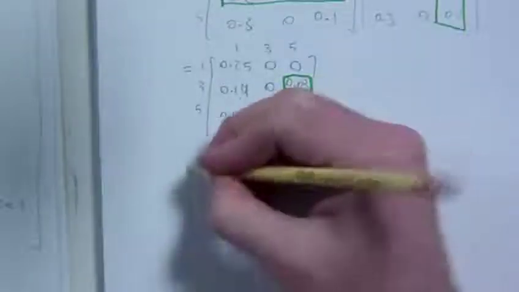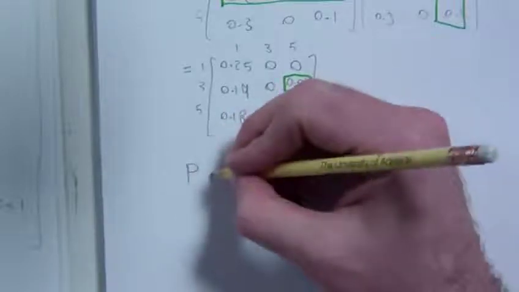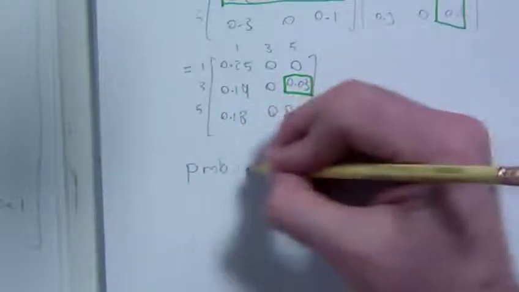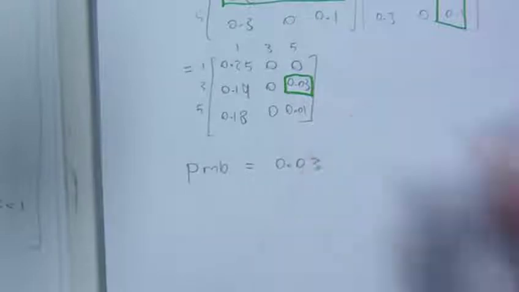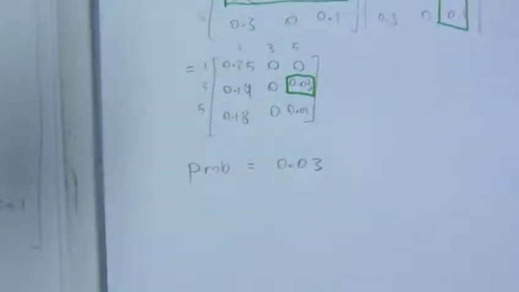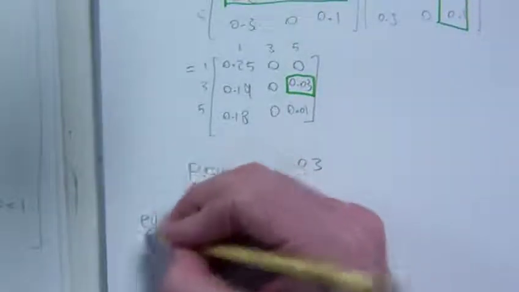So the probability that I'm looking for is 0.03. Okay. Another example with this one, just to round this off.